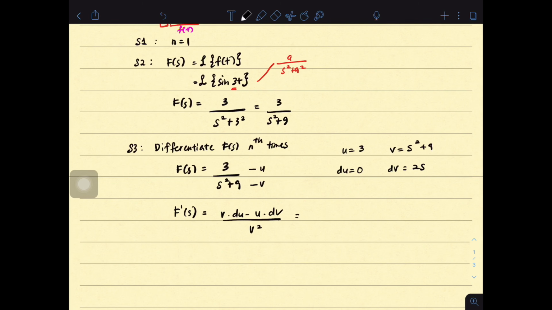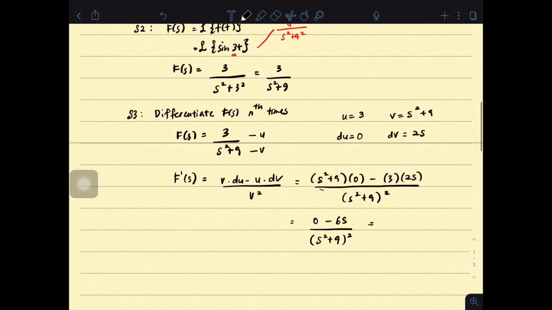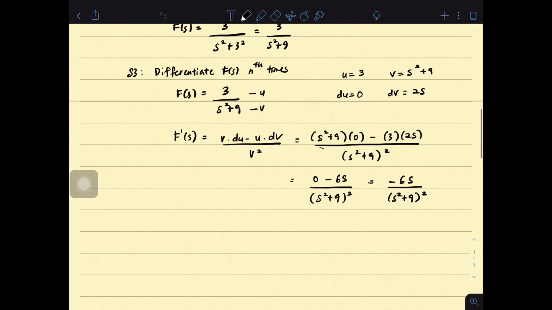So what you will have here is (s squared plus 9) times 0 minus 3 times 2s, over (s squared plus 9) to the power of 2. Therefore, you will have 0 minus 6s over (s squared plus 9) squared. So your F prime of s is negative 6s over (s squared plus 9) squared.